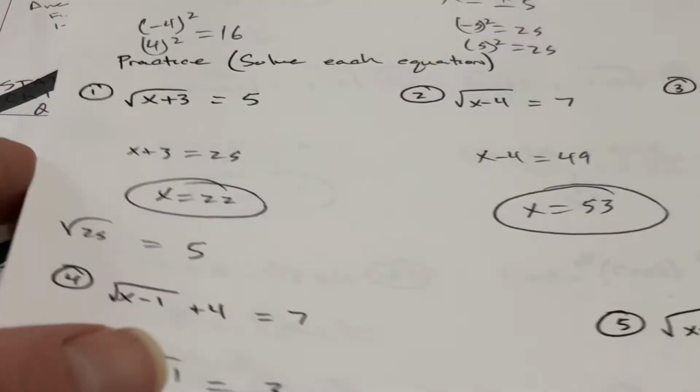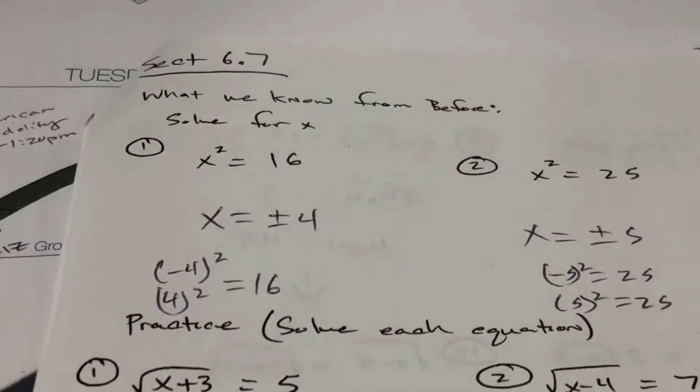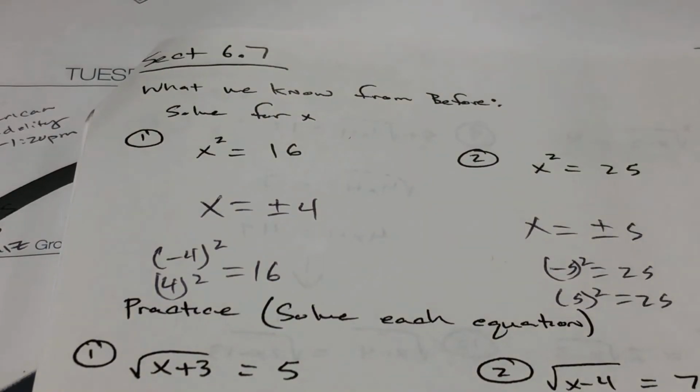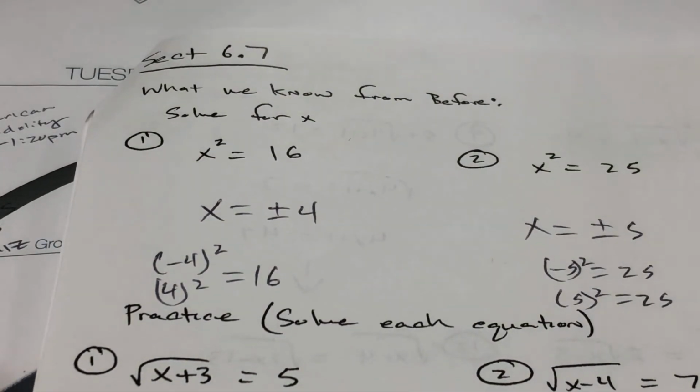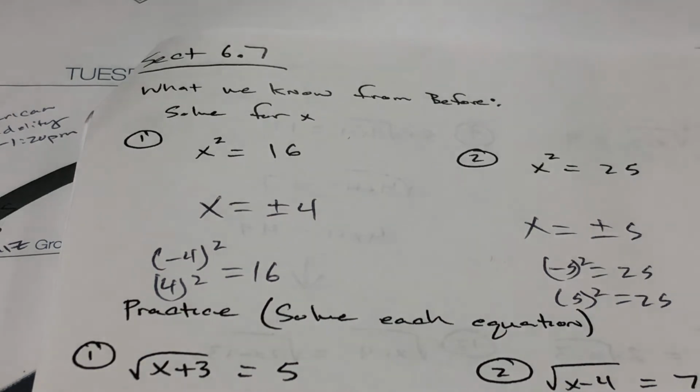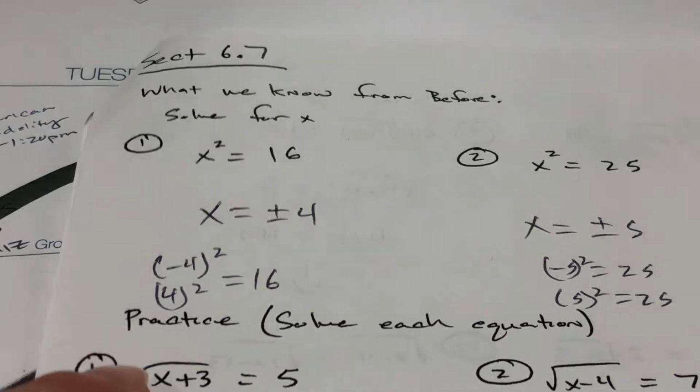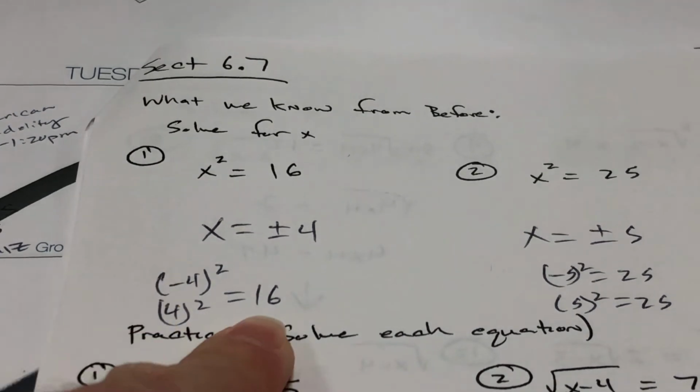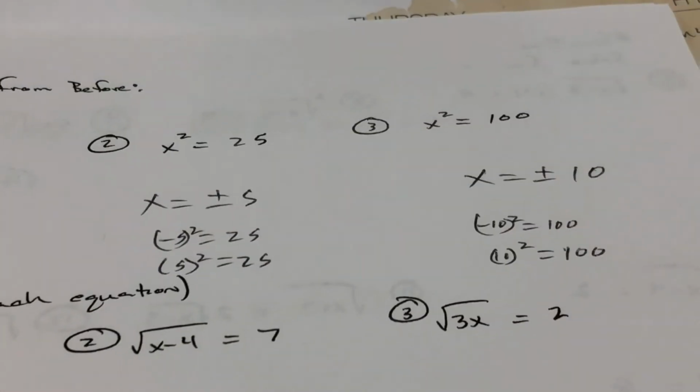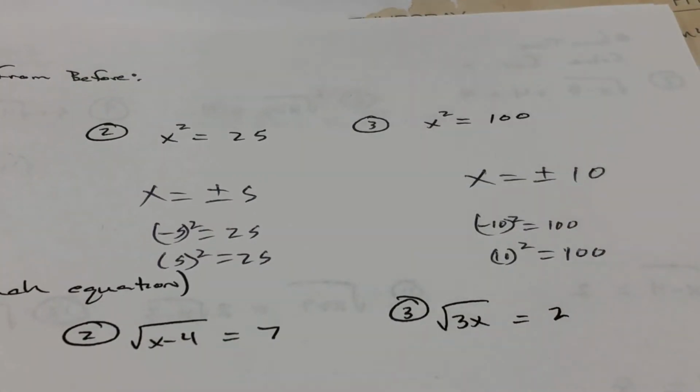All right, here we are, folks, section 6. So that's a pretty easy section, all right? Section 6.7, what we know from before. Solve for x. If x squared is 16, then x could be 4 or negative 4, because you can square both negative 4 and 4 to give you 16. All right, same type of answer, plus or minus on the next 2.